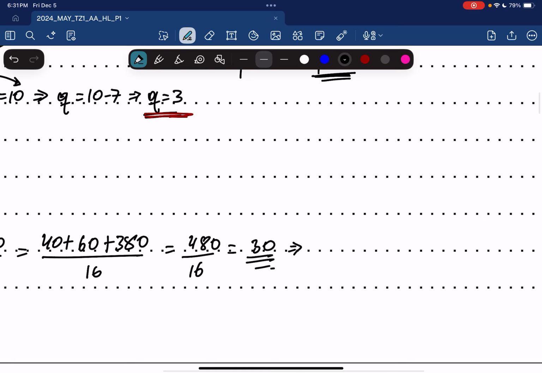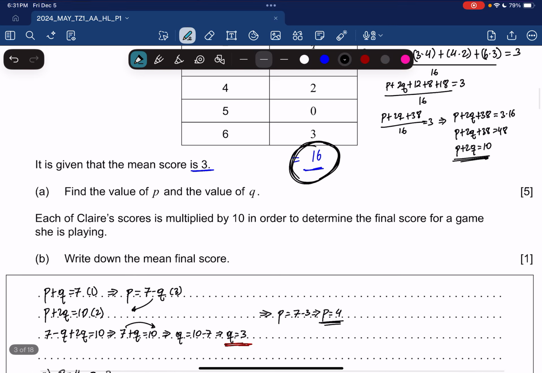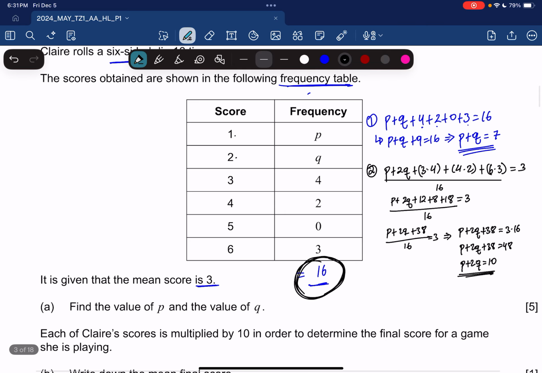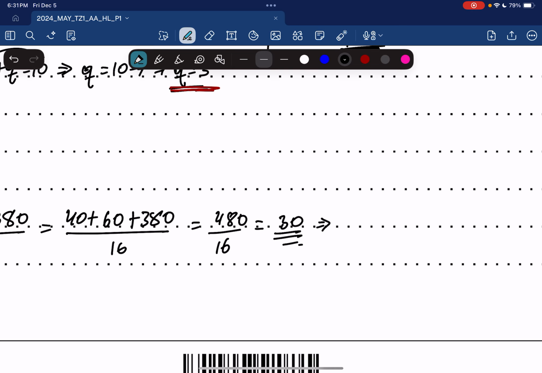We have our original mean. The frequency is still the same, so nothing has changed on the frequency, but the scores have been scaled up by 10. And since we're just multiplying the scores times the frequency and dividing by the total frequency, this would just give me a scaled up mean. So it was just 3 times 10. This still gives me 30. And that is how you can solve this.